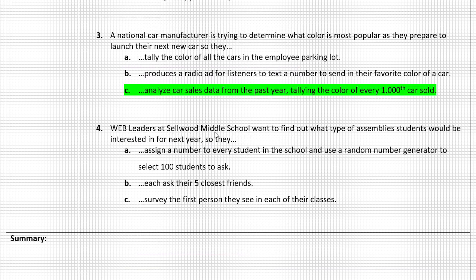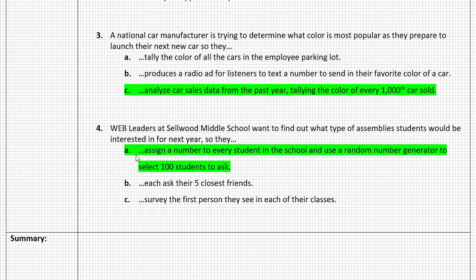Web leaders at Selwood Middle School want to find out what type of assemblies students would be interested in for next year. So they A, assign a number to every student in the school and use a random number generator to select 100 students to ask. B, each ask their 5 closest friends. Or C, survey the first person they see in each of their classes. What do you think would be the best choice for conducting a random sample that is representative of the population of all students at Selwood Middle School?